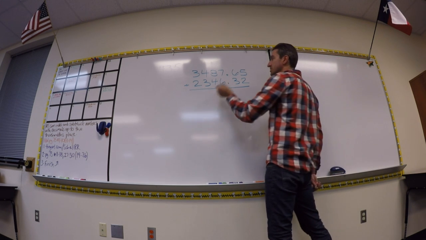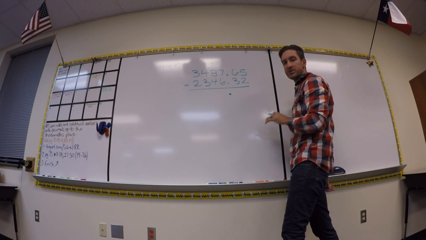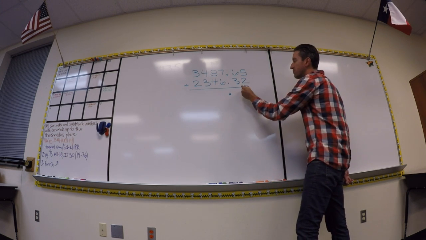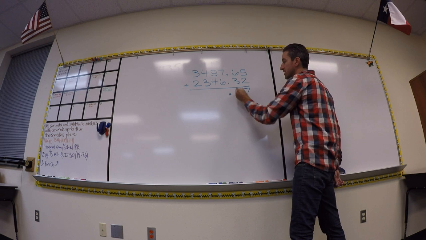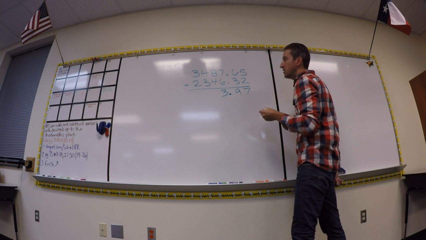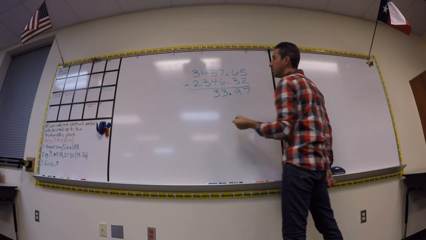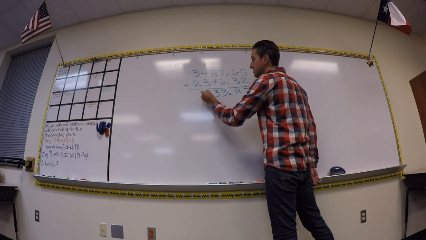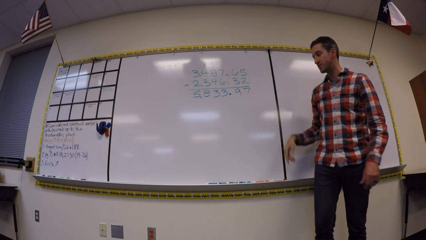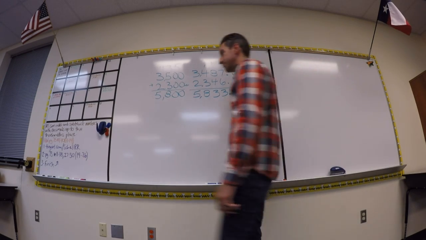And then I can add this just as if it were 348,765. Now that my decimal's in there, a lot of the work is done. So I can just go through each row and add. So 5 plus 2 is 7, 6 plus 3 is 9, 7 plus 6 is 13, so I need to carry my 1 up here. 1 plus 8 plus 4 is 13, carry my 1 up. 1 plus 4 plus 3 is 8. 5,833 and 97 hundredths. Now, let's try a subtraction problem.